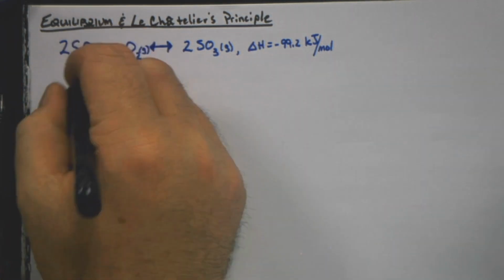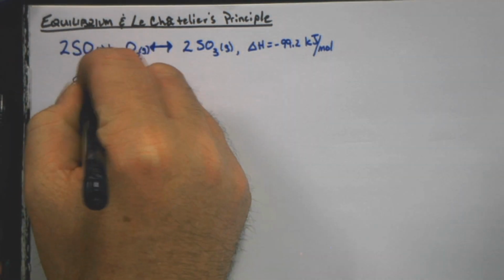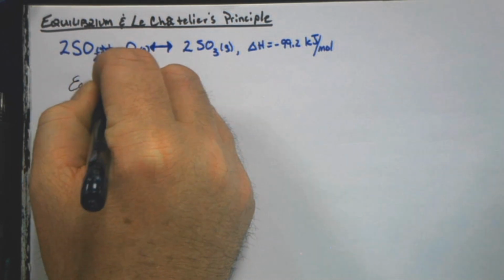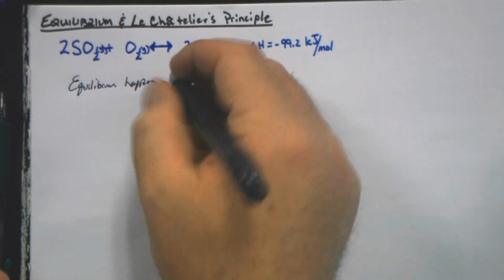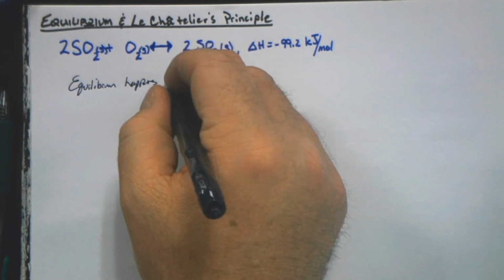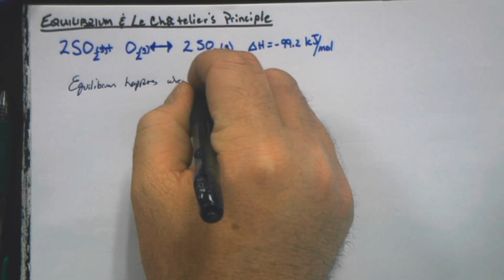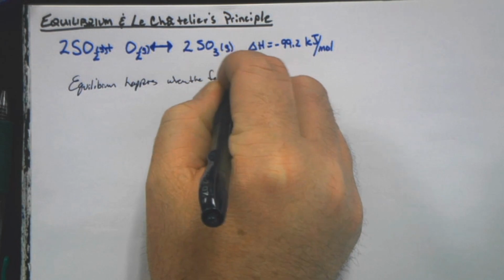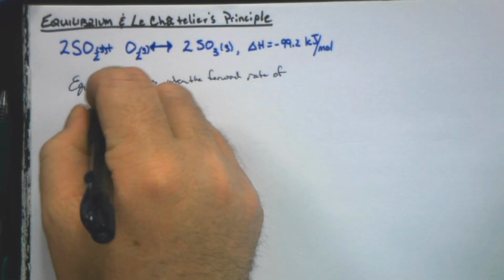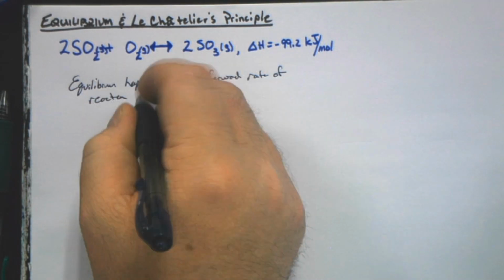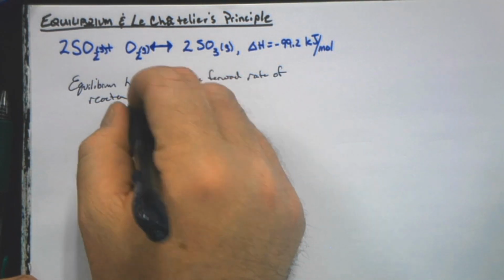And equilibrium happens when the forward rate of reaction is equal to the reverse rate of reaction.